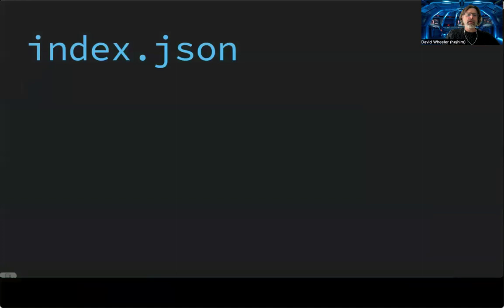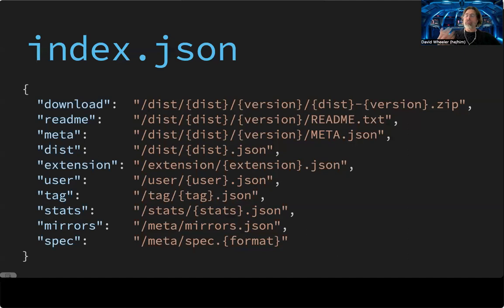It has at its root this index.json, which is kind of a directory of all the APIs and how to use them. Because it's a static file serving service, only GET is supported. So if you want to do a download, you need to know the distribution name and the version, and you can get the zip file for it. You can do the same thing to get the README, the meta, stuff like that.